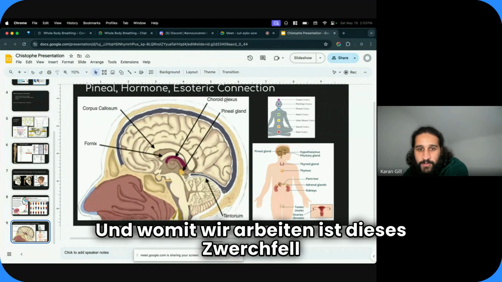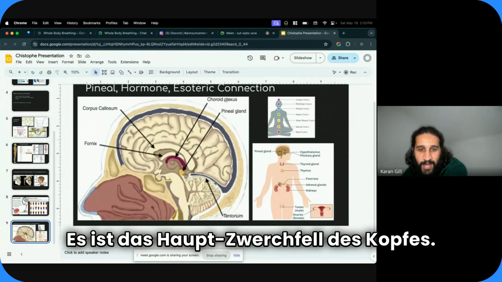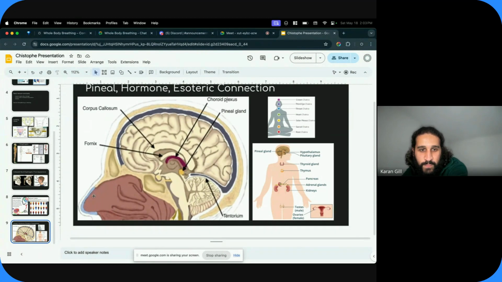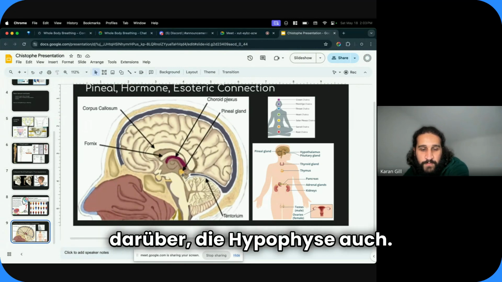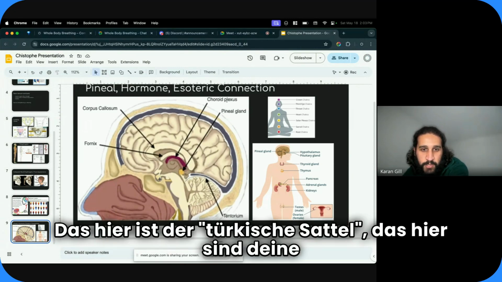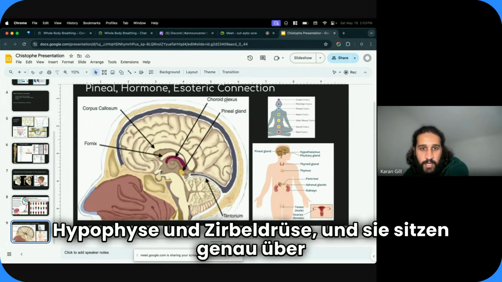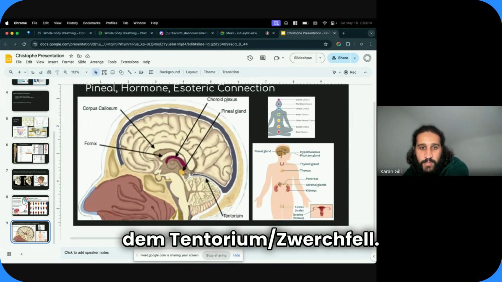And what we're working with is this diaphragm, the main head diaphragm, right? And the pineal gland sits pretty much right on top of it. And so does the pituitary gland. This right here in the sella turcica is the pituitary gland and your pineal gland. And it sits right on top of where the tentorium is.